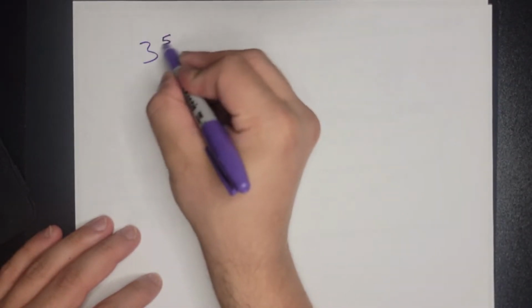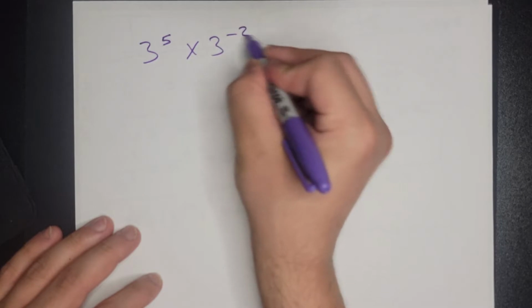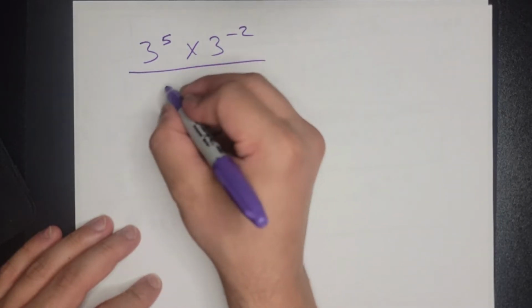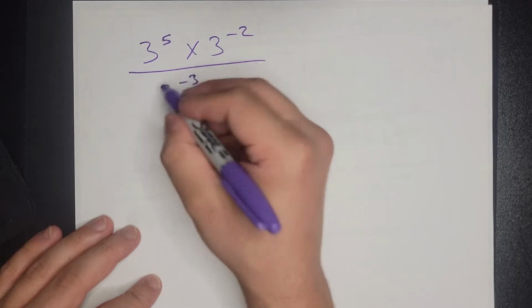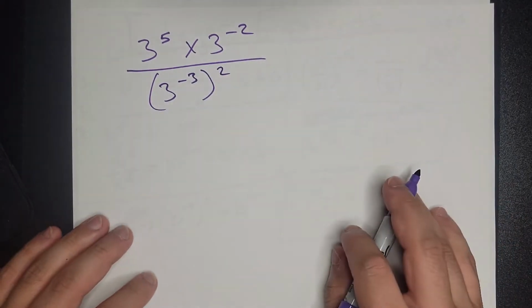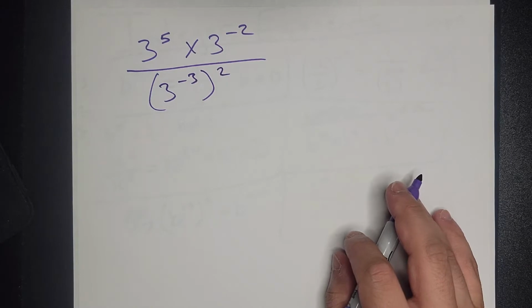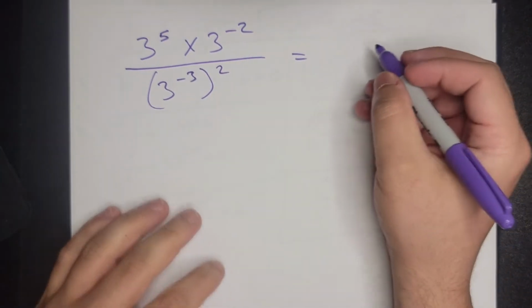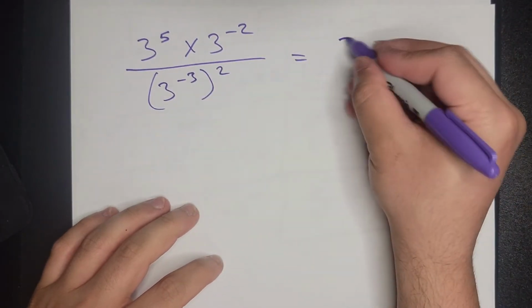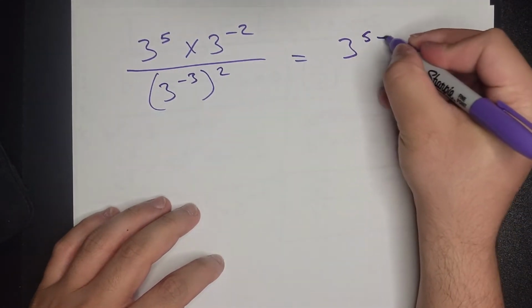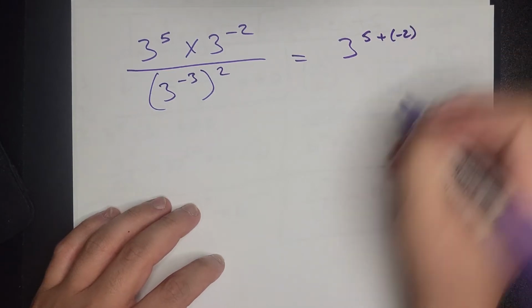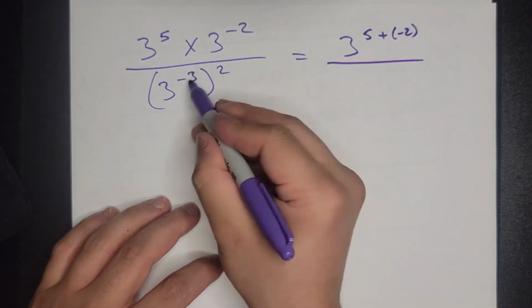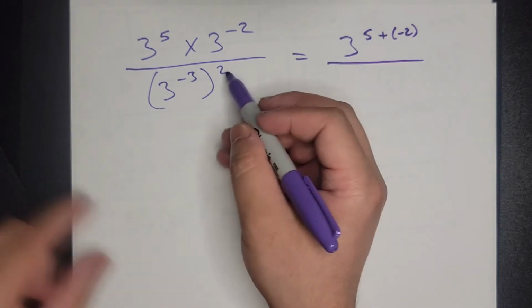Let us do one more. Let's use our good old exponent rules to solve this step by step. In the numerator, same base for multiplying, so we add. Correct. Here we have a power of a power, so we're going to multiply.